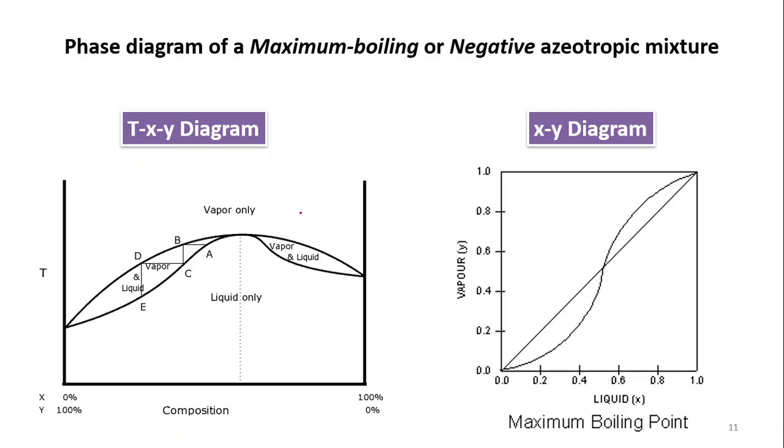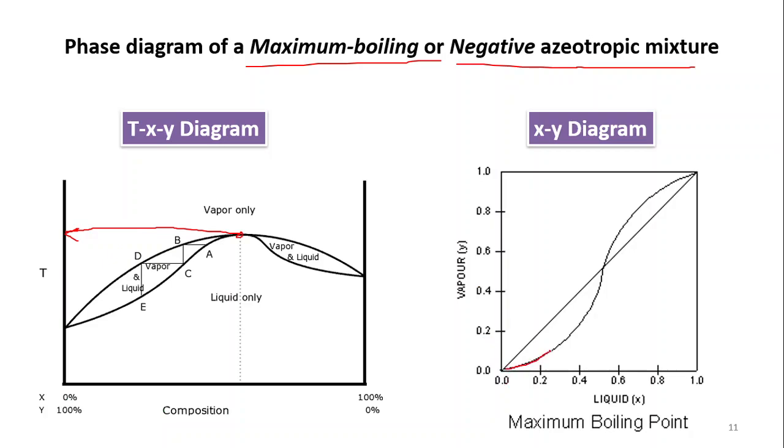Come to the second position, that is the maximum boiling or the negative azeotropic mixture. If you look here, you will find that this is the temperature where both envelopes coincide with each other, and there is a constant value of the temperature. That's called the maximum boiling temperature. And if you look at the XY diagram, the same thing is also shown here.